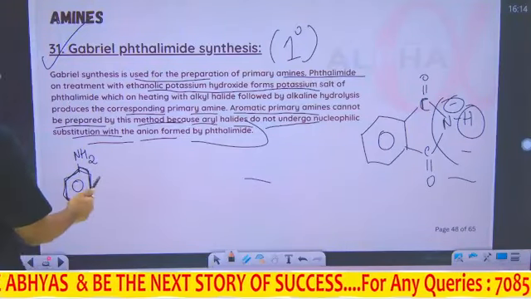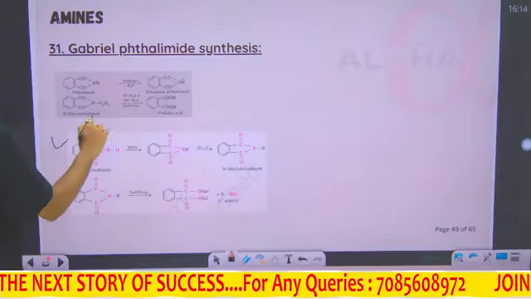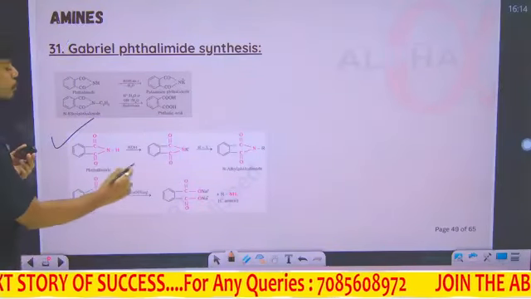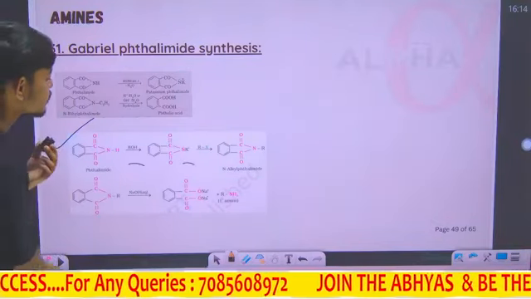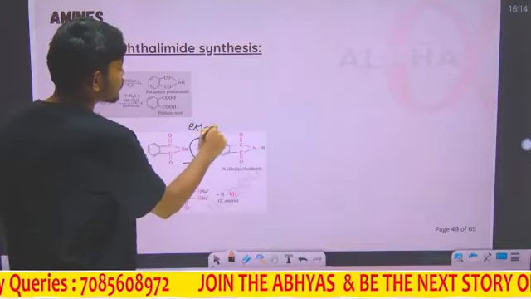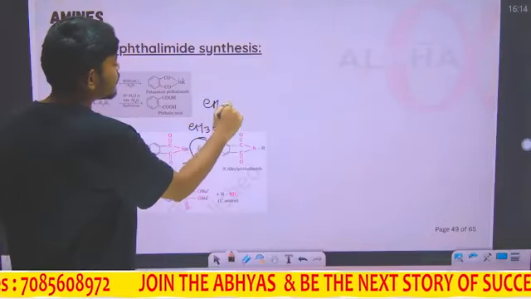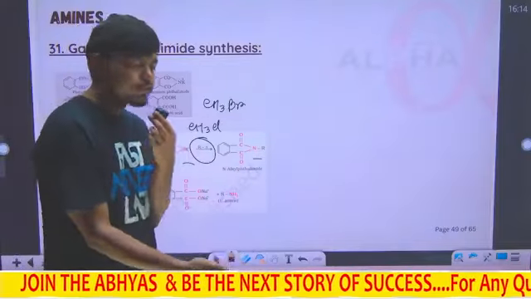This group doesn't attach to it. So here is your reaction. First step, you are reacting with a strong base KOH to form your salt, N minus K plus. After that you react with an alkyl halide, anything you want, CH3Br. You will get an alkyl group attached to that nitrogen.